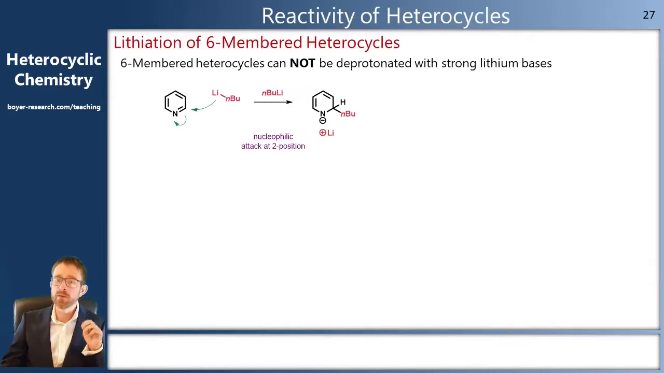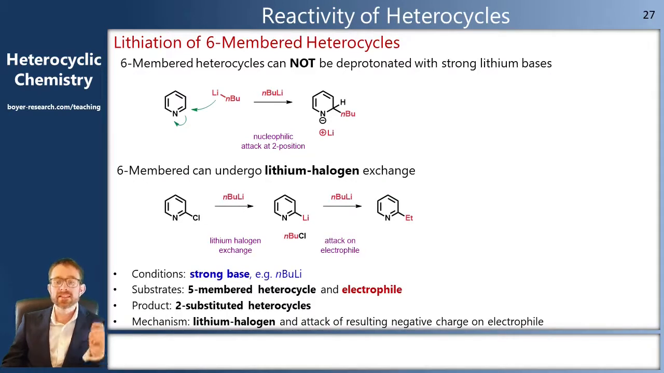However, when we move to 6-membered heterocycles, we can't deprotonate those in the same way with strong lithium bases. And that's because we've seen that these are good electrophiles. So instead of removing the proton, they will attack to break the ring and put that stable negative charge onto the nitrogen atom. Therefore, if we want to get the same kind of lithiated species with a pyridine, then you're going to have to start off with the corresponding chloride and do lithium halogen exchange instead of deprotonation.